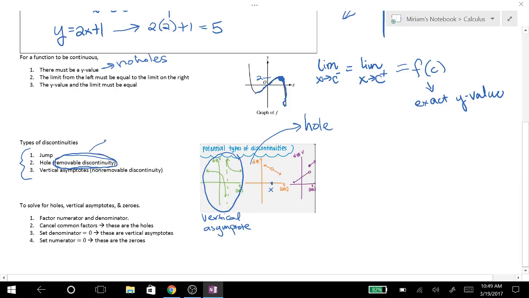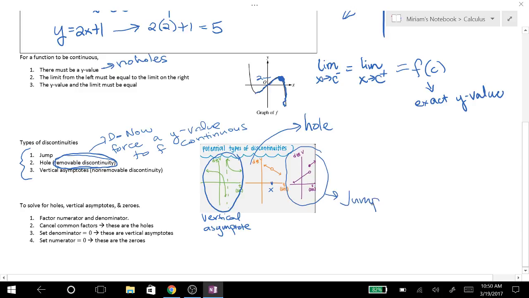It's removable because, like the do now, we can force a y value to make the function continuous, like we did in the do now. The last example is this pretty purple graph here. This is a jump because as you look, if you follow the graph on the left side, suddenly you have to jump up to the next y value. That's why it's called a jump.